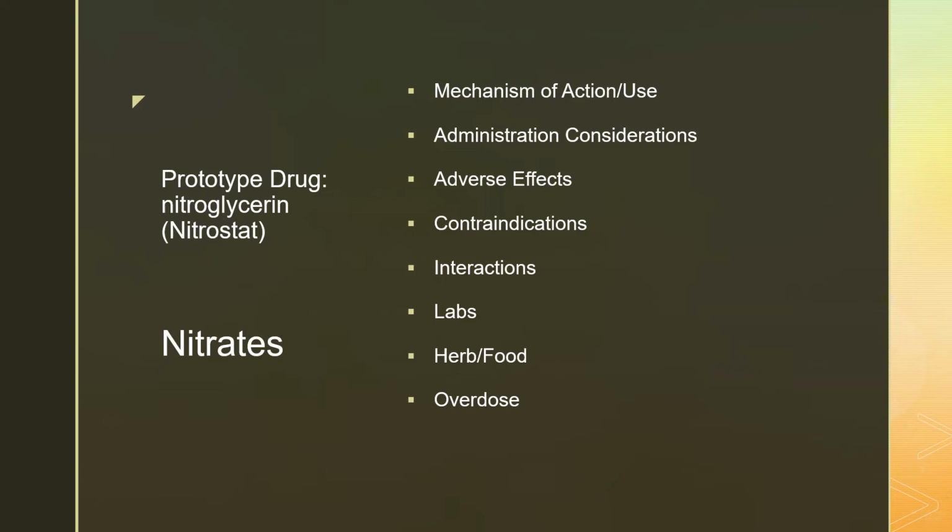When given IV, we need to make sure this medication is in a glass IV bottle, and it has special tubing for it because the plastic tubing that we use for IV will absorb the nitrates, and this is going to reduce the dose that goes to the patient, and we don't want that. We also need to make sure that if we're giving it IV, we cover that bottle because the light that gets exposed to it can also reduce the nitrates that will go to the patient.